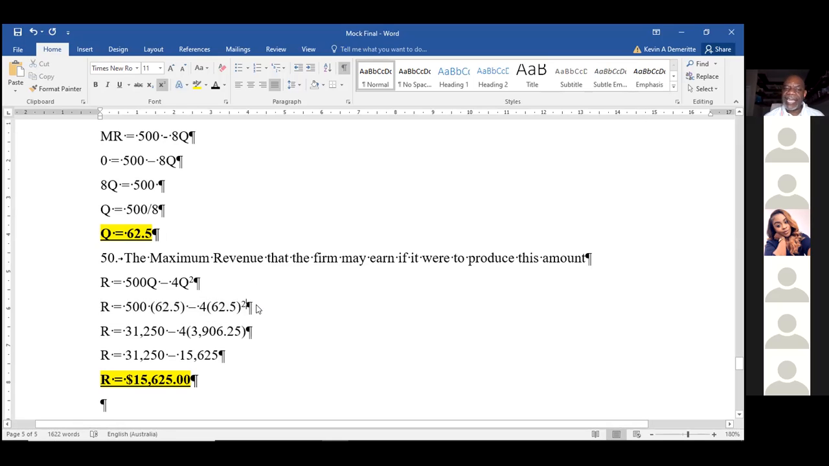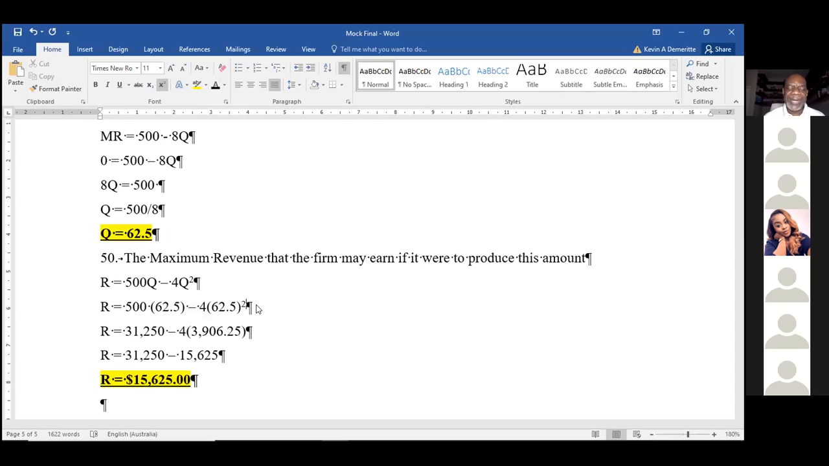Always solve your brackets first. I'm assuming you know that by now. So you would not multiply 4 by 62.5 and then try and square it. You solve your brackets first. So you do the 62.5 squared first.